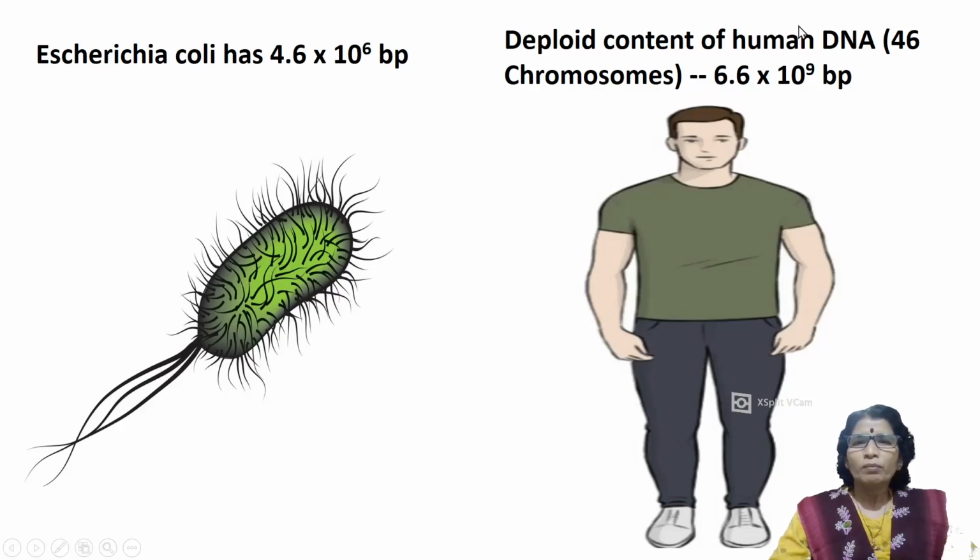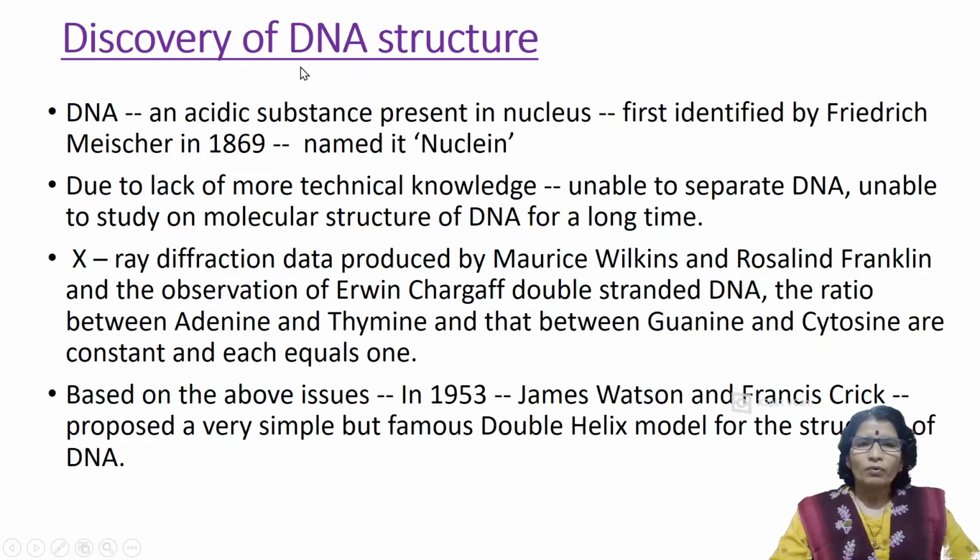And in human beings, the diploid content of human DNA is 46 chromosomes. In this, the nitrogen base pairs are 6.6 × 10^9. What is diploid content? In each and every human cell, 46 chromosomes are present. 23 chromosomes come from the mother and the remaining 23 chromosomes come from the father. So each set of 23 we call haploid content. So 46 means diploid content. So in each and every cell, the total number of base pairs is 6.6 × 10^9.